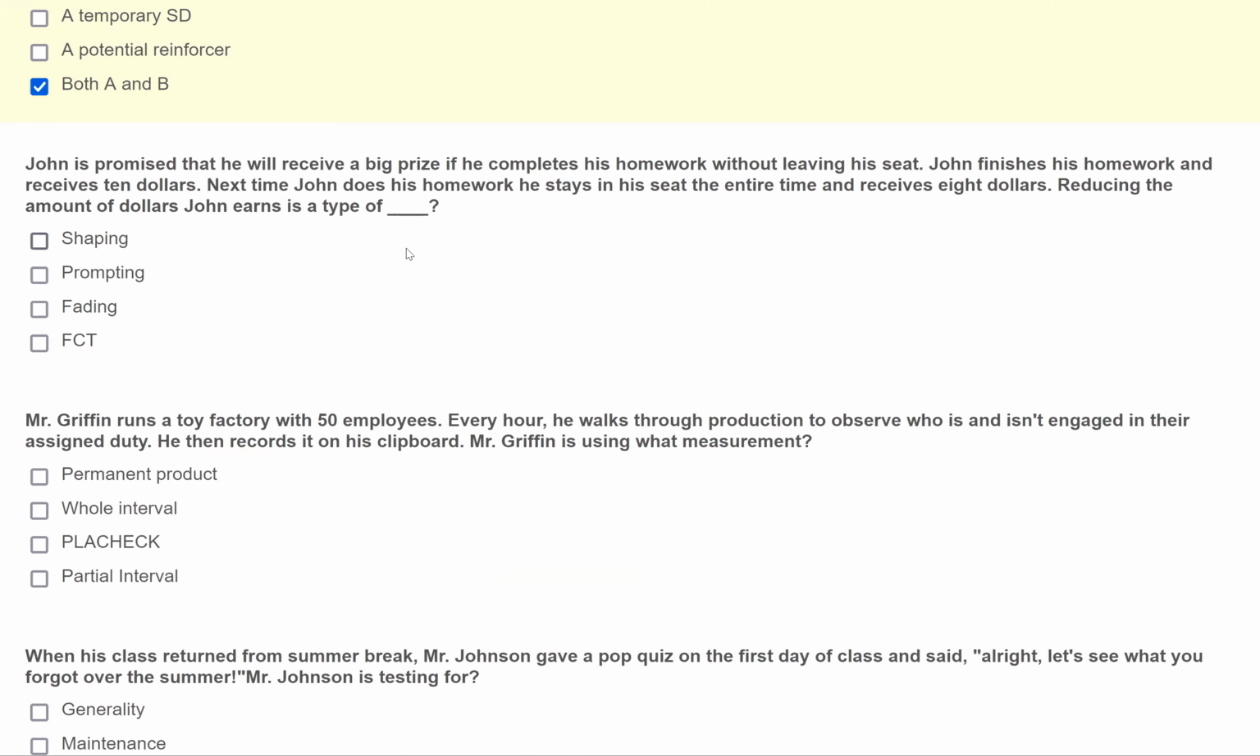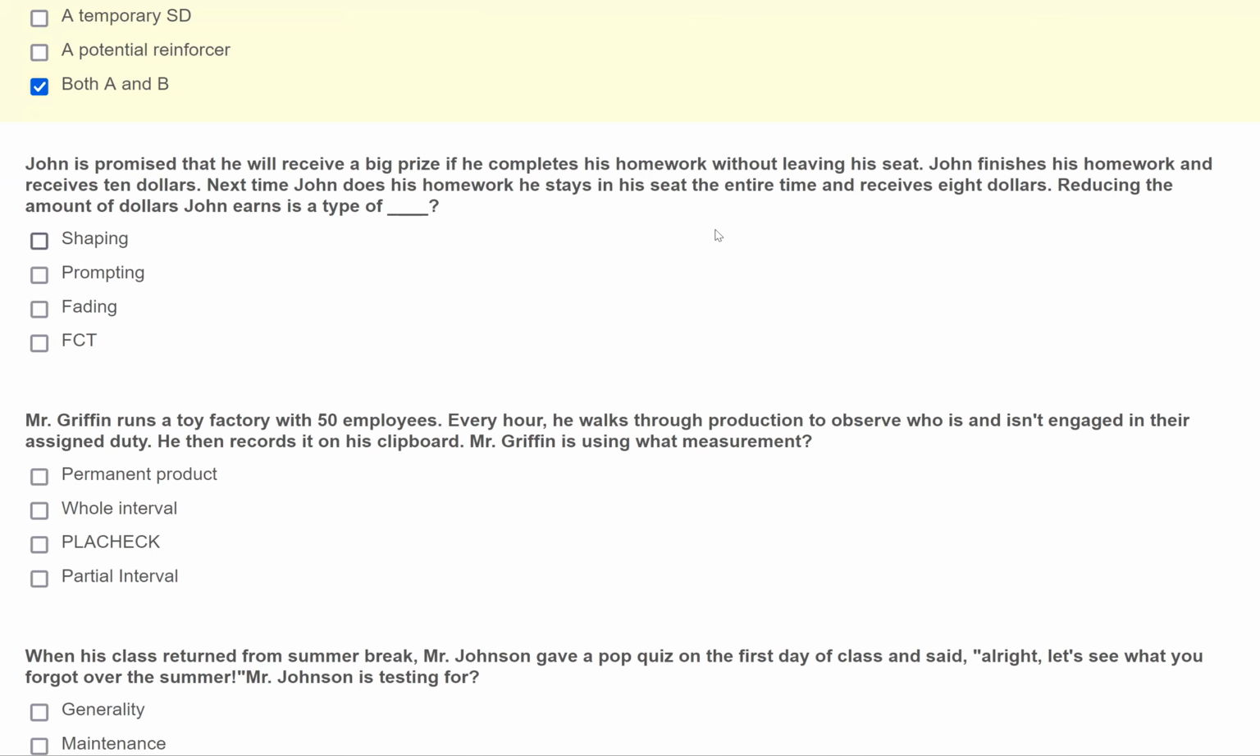And reducing the amount of dollars John earns, or the amount of reinforcement, is called what? Is this shaping? Well, it's not shaping, because in shaping, we are trying to reinforce approximations or parts of behavior to reach a terminal behavior. John has already successfully engaged in the behavior we want to see, so we're not shaping anymore. It's not prompting. Prompting, remember, is an antecedent. This is a consequence intervention. It's a reinforcement. It's fading, right?